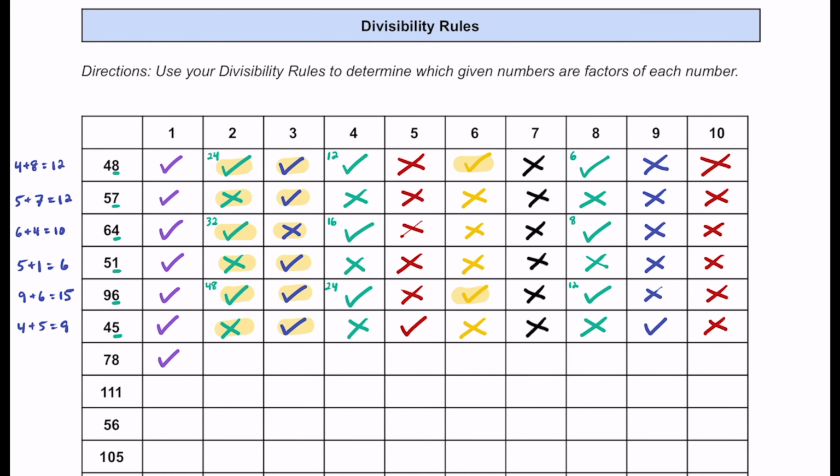Yes, it's divisible by 1. Does it end in 5 or 0? That's an 8, so that's not 5 and it's not 0. So 5 fails and 10 fails. Then we can go ahead and see, okay, does it end in an even number? And yes, 8's an even number, so 2 works.